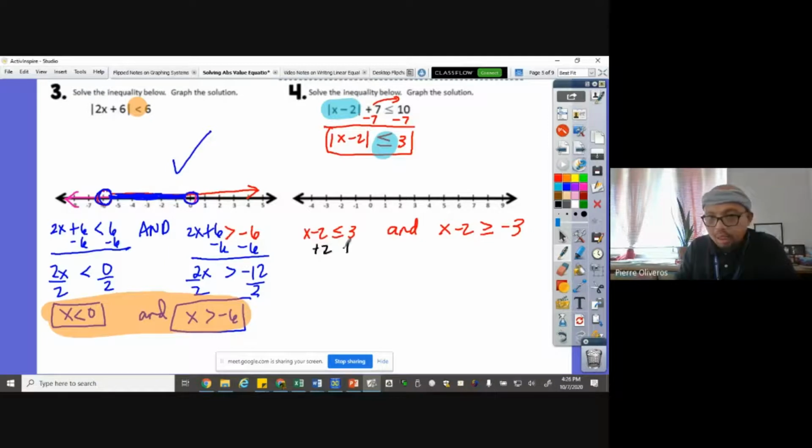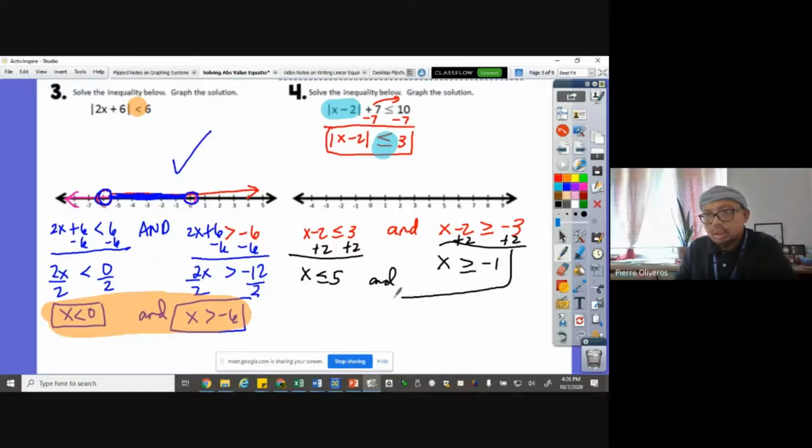Solve it. Add 2, add 2. x less than or equal to 5. And plus 2 here, plus 2 there. x is greater than or equal to negative 1. And this is my solution.